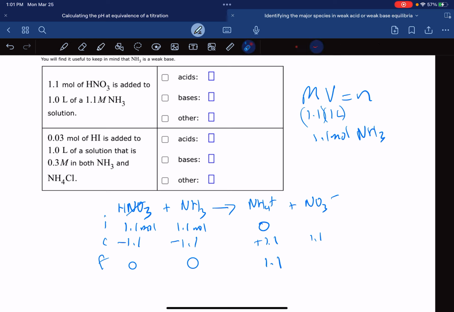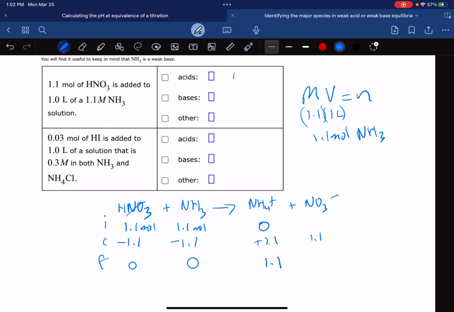So what do we have left over here? Do we have any of our NH3 left over? Nope. So we have none of the base left over at all, right? We have none of our strong acid left over. We do have NH4 plus. In fact, that's the number one thing we have over here, is NH4 plus.